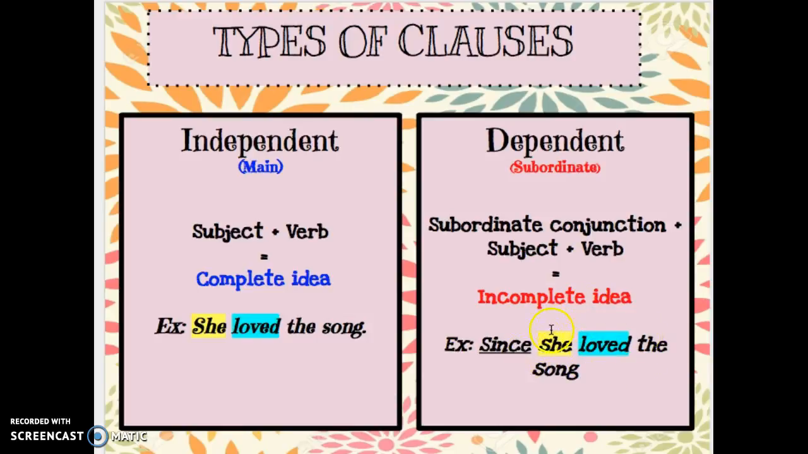It's incomplete though. Having this extra word, since, my AWUBIS, really throws off the whole clause. So I'm left wanting to know what happened since she loved the song. Okay, so that's a dependent clause. Make sure you look out for that AWUBIS.